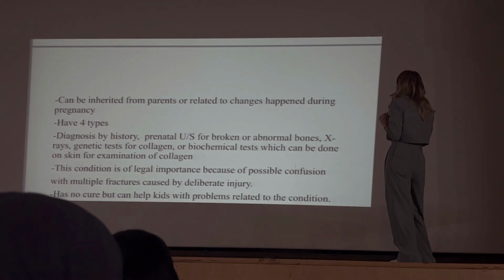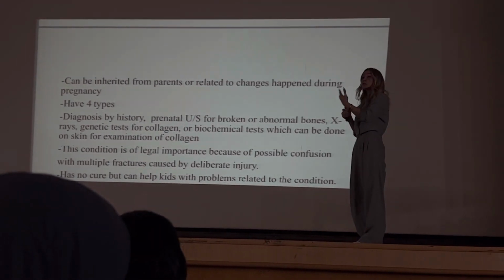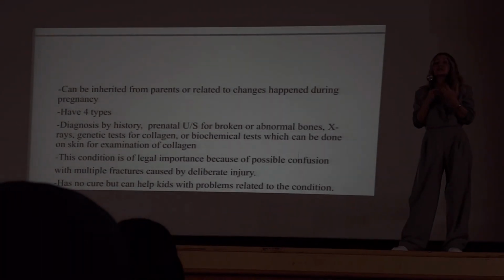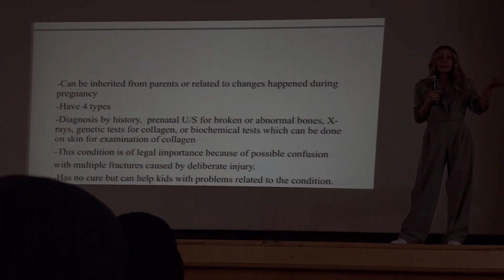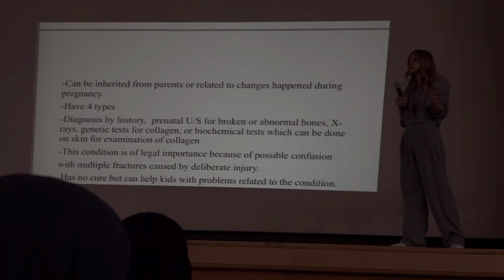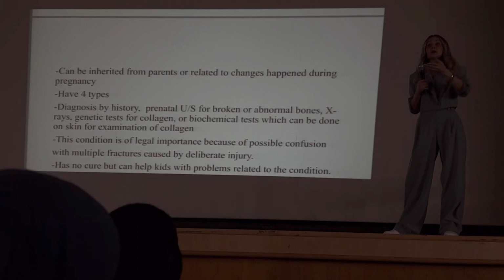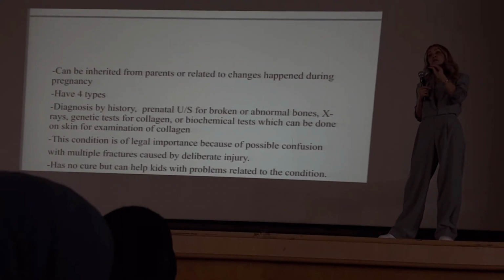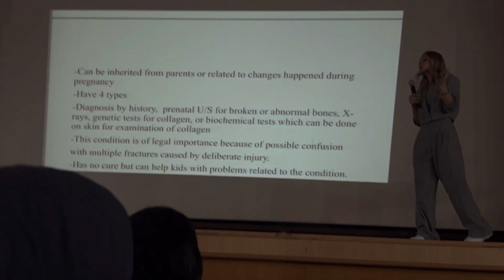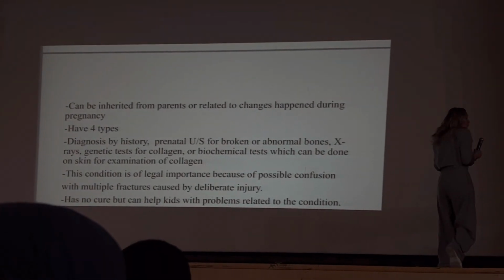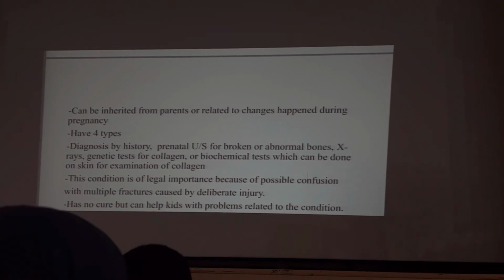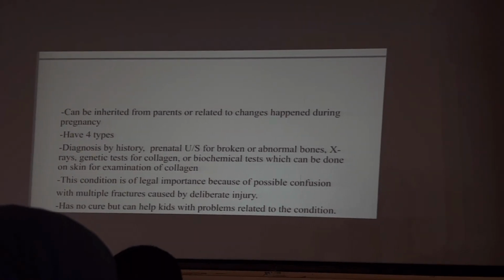This condition is of legal importance. It can look like child abuse, so it must be ruled out, which is why history is very important in these cases. Of course, there is no cure for osteogenesis imperfecta, but treatment can make their life easier.